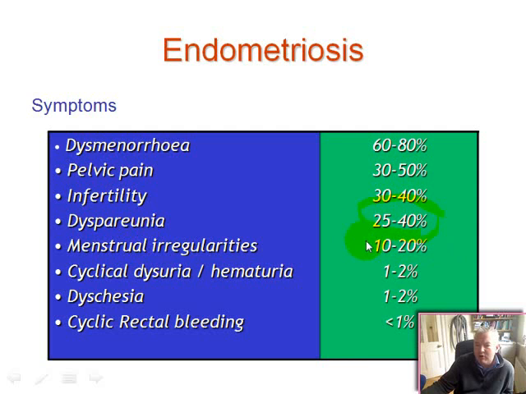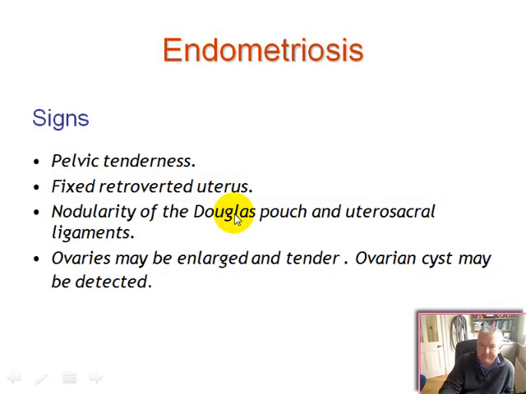There may be irregular cycling in these women, and in rare cases you may have rectal bleeding and pain with opening bowels and things like that. To clinically examine these patients, you might find tenderness in the pelvis. The uterus may be in fixed retroversion.